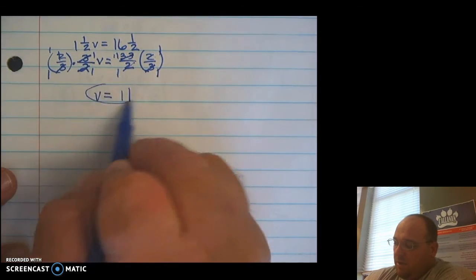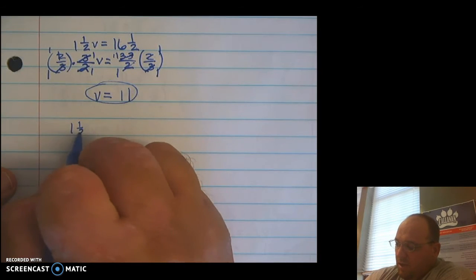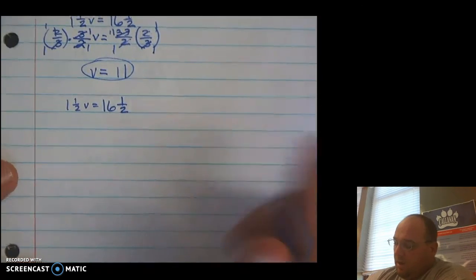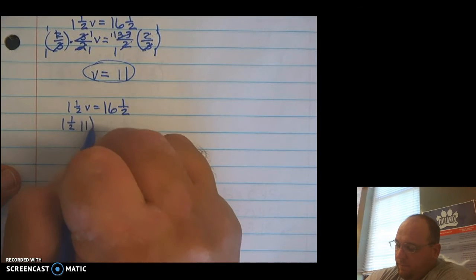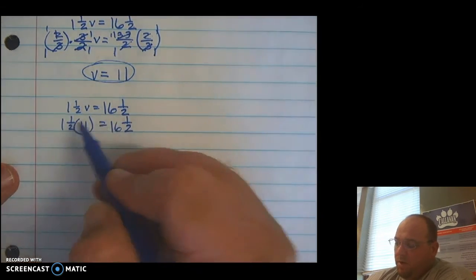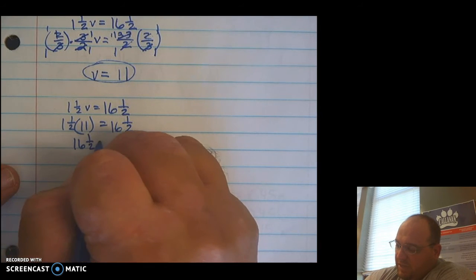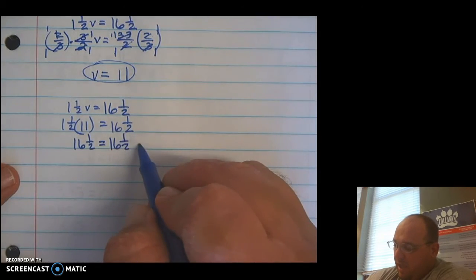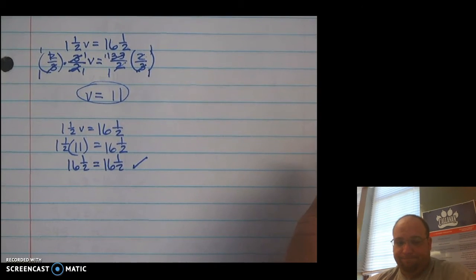All right. So I want to double check again this solution to make sure it's correct. So I put it back into that original equation: 1 and 1/2 v equals 16 and 1/2. I'm going to put an 11 in for the value of v. 1 and 1/2 times 11 will give me an answer of 16 and 1/2. And again, I know that 16 and 1/2 is equivalent to 16 and 1/2, which lets me know that this solution of 11 is correct.